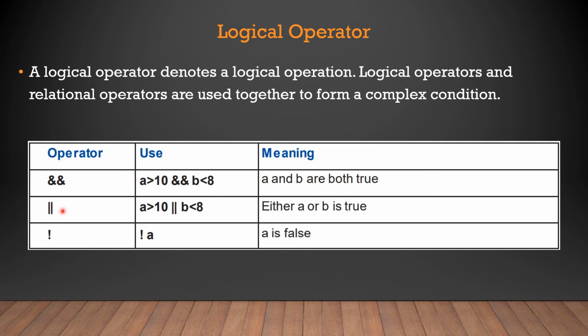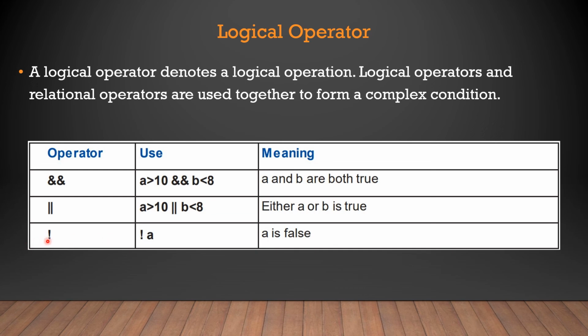Then is logical or. For logical or we use this symbol as given here. Here we have taken the same example. So in logical or we have to satisfy any one condition out of the given two conditions. If any one condition is satisfied, then it returns true as the result. And if none of them is satisfied, then the result is false. So for logical and, both of the conditions should be satisfied, and for logical or, any one of the conditions should be satisfied, then it will return true.